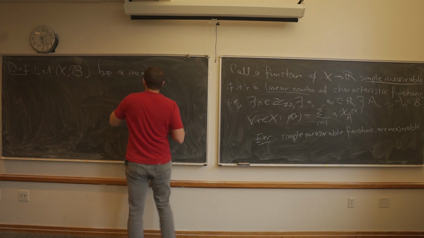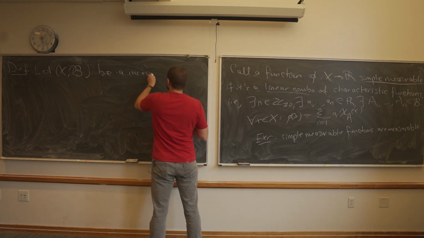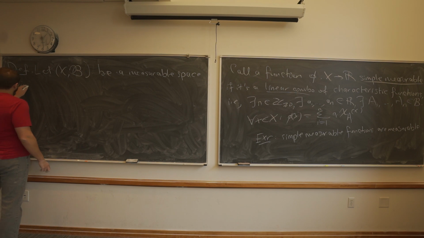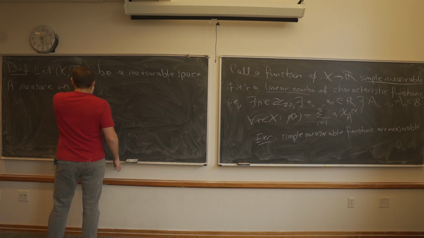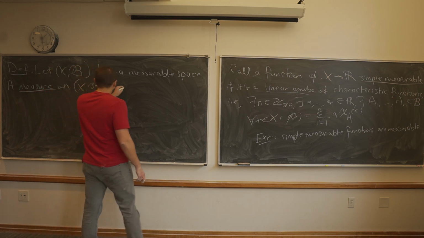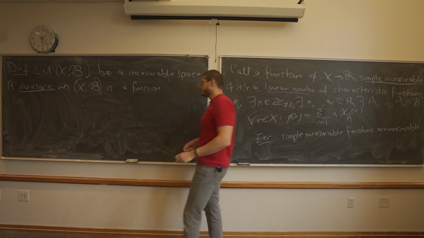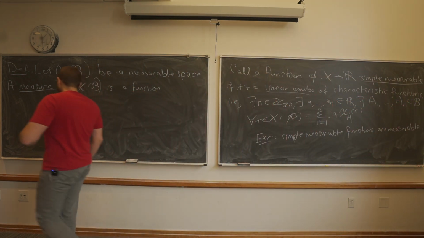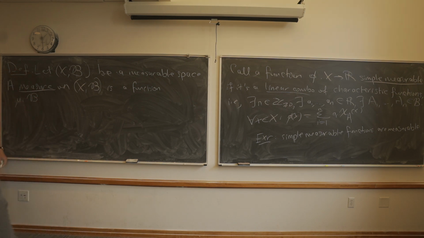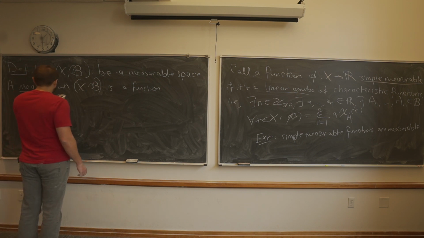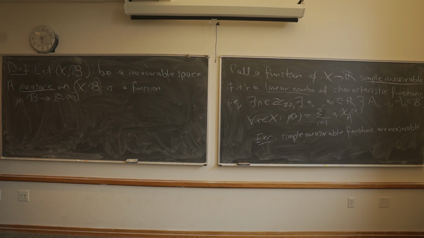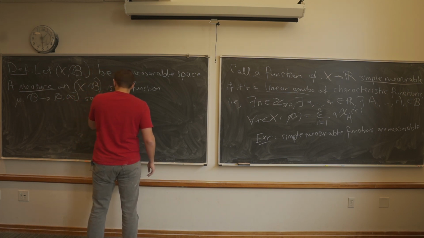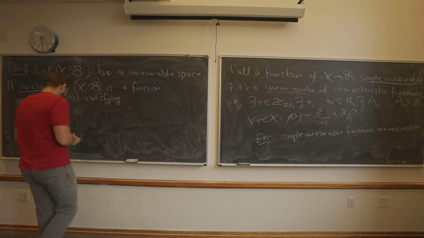Let X, B be a measurable space. A measure on this is a function taking sets as inputs. And for us, the outputs are going to be non-negative real numbers, but there are certain variations of this. Mu going from the sigma algebra as the input, and as the output, let's say it's 0 to infinity, infinity included, satisfying the following properties. I need three things.